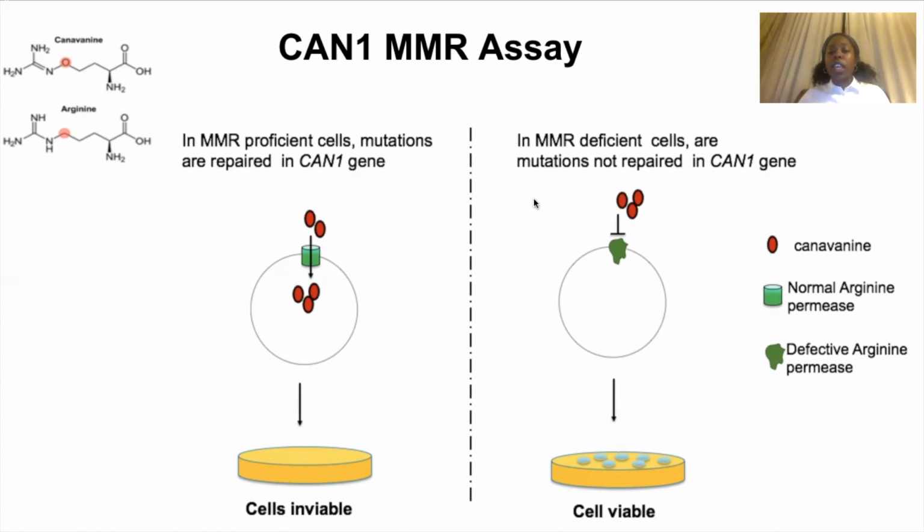In MMR deficient cells, mutations are not repaired in the CAN1 gene, so the CAN1 permease isn't formed properly. Therefore, canavanine cannot enter the cell, so the cells are able to grow properly.